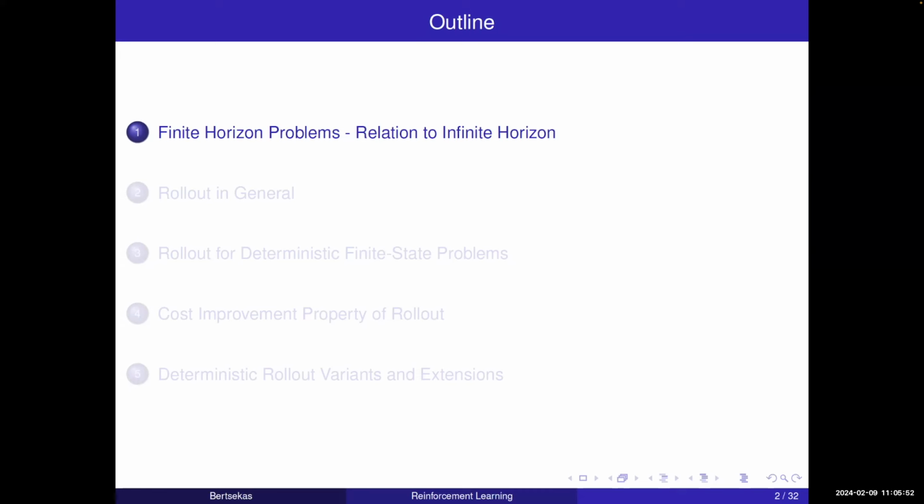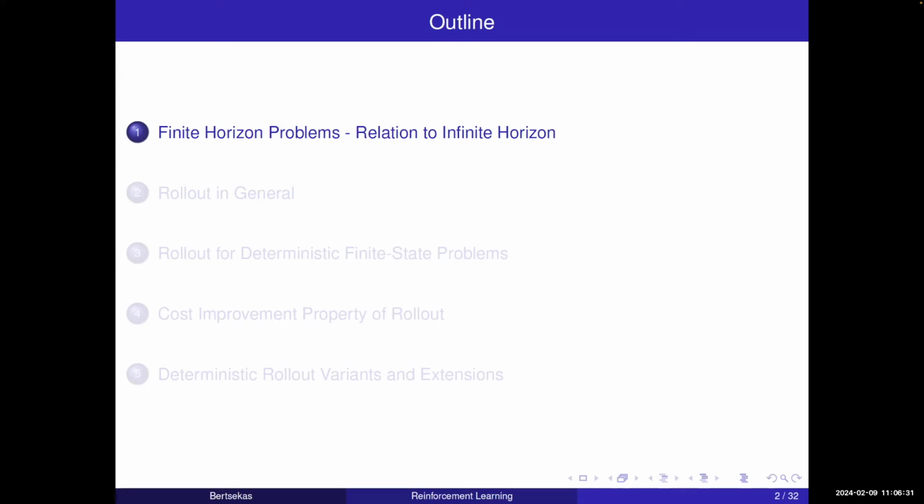So here's the outline of today's lecture. First we're going to cover finite horizon problems and their relation to infinite horizon problems. In the last couple of lectures, all of the intuition and visualizations that we developed were related to approximation in value space for infinite horizon problems. We want to show you how finite horizons can inherit all of this intuition as well. To do this, we're going to show a construction on how we can reduce any arbitrary finite horizon problem into a corresponding infinite horizon problem, and therefore inherit all of the properties that we like.